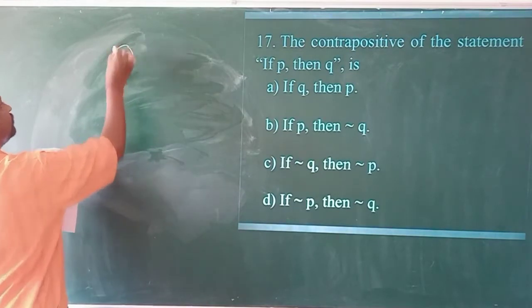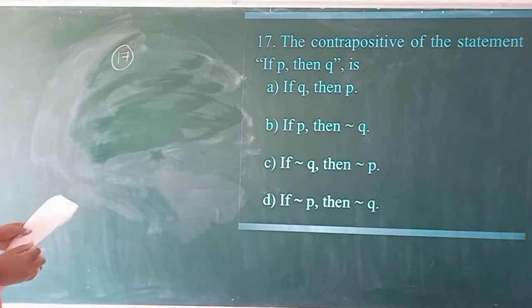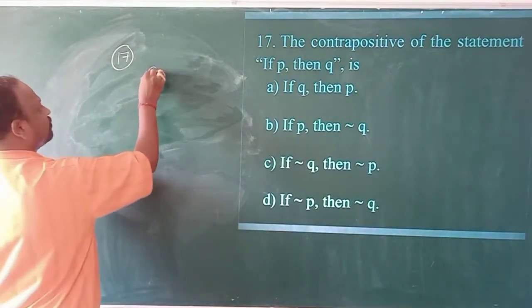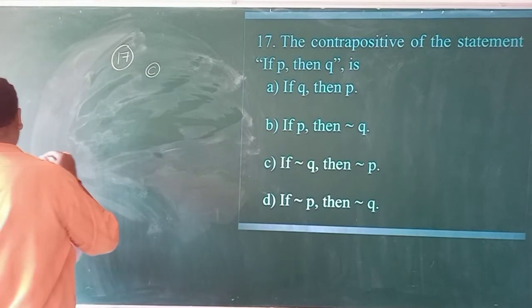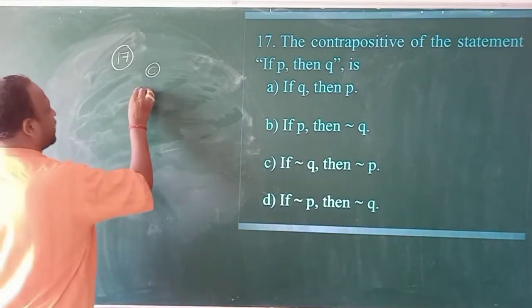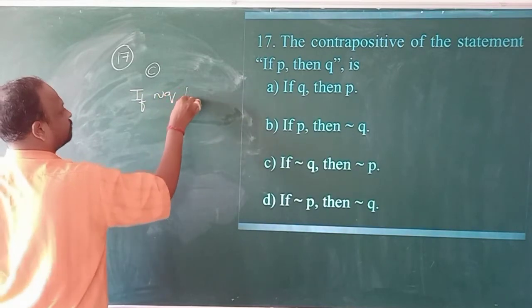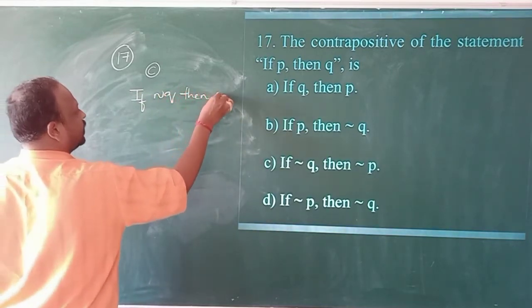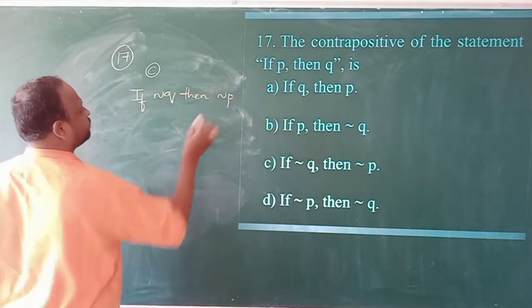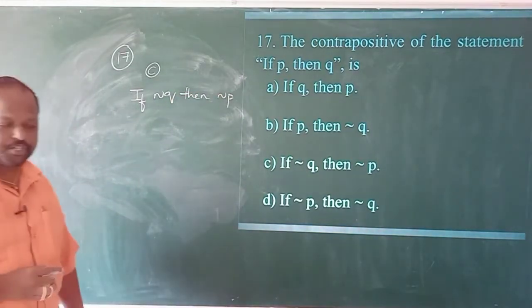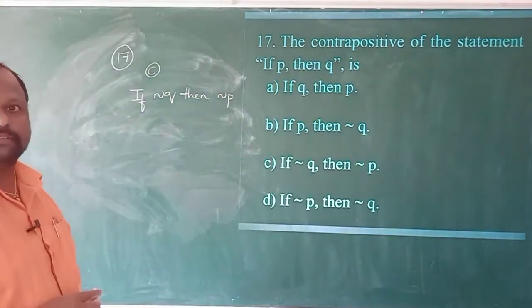Seventeenth one. The contrapositive of the statement: if P then Q, that is option C. That is, if negation Q then negation P. So this is the definition of the contrapositive, negation Q then negation P.